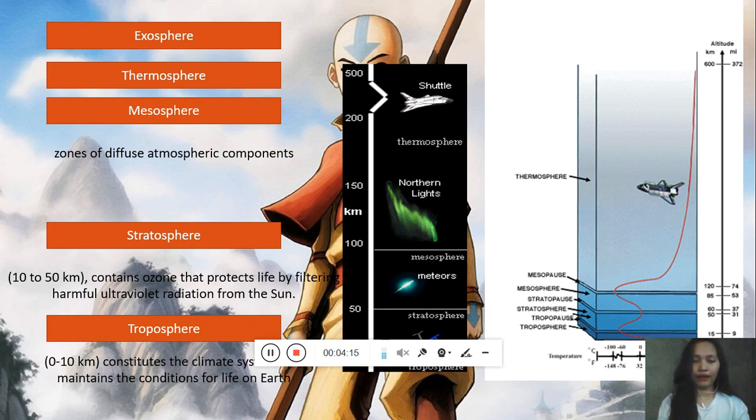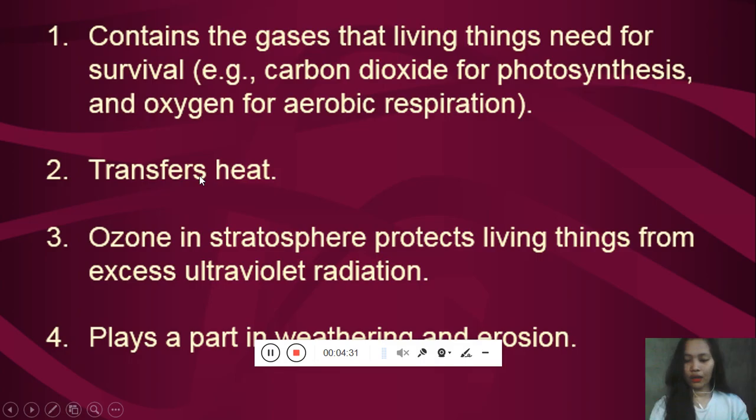Lastly, we have the exosphere. From the word exo, meaning outside. In this layer we find the satellites that surround our Earth. Just like the geosphere and hydrosphere, the atmosphere also serves as a barrier that protects the Earth from outside visitors. It acts like a shield that disintegrates every object coming into the planet Earth.